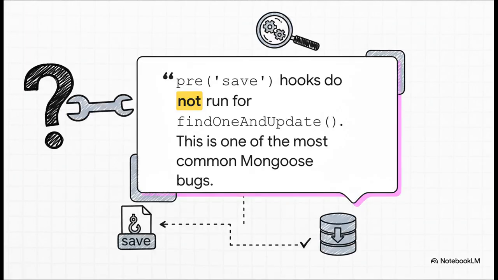Okay, pay attention, because this is a pro tip that will absolutely save you hours of pulling your hair out. I promise. That pre-save hook only runs on the .save method. If you use something like findOneAndUpdate, your hook will get completely ignored.